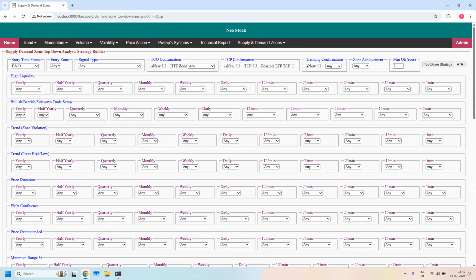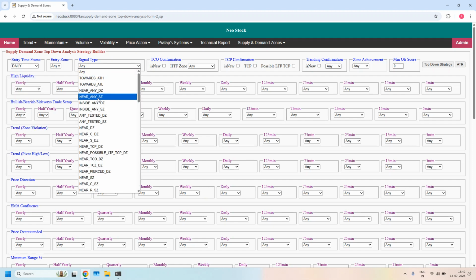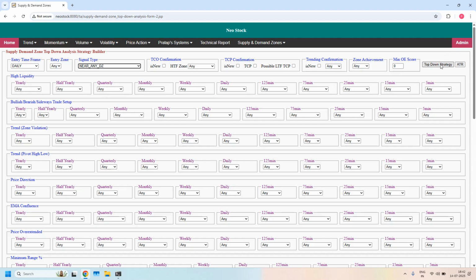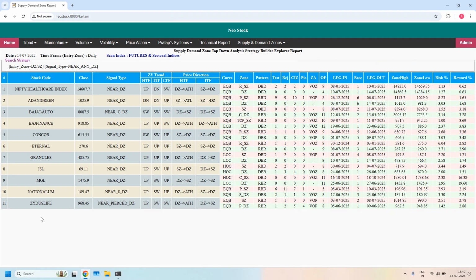Now I'm going to generate different reports with the help of the NeoStock Supply Demand Zone Top-Down Analysis Strategy Builder. First, I am finding the stocks near daily and 75 minutes time frames so that we can identify daily and 75 minutes HLQ zones, high liquidity zones, as per the strategy you learned in lesson 21.3 videos. Okay, starting with daily, stocks near the daily demand zone. We got 11 stocks. Let us identify high liquidity daily demand zones.